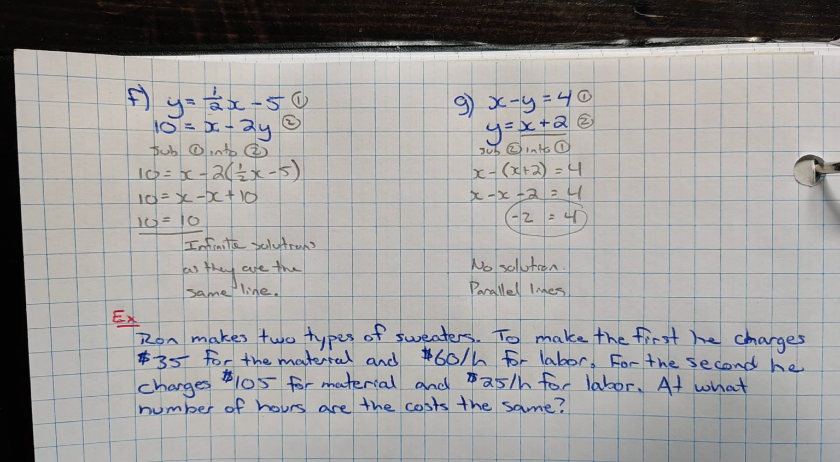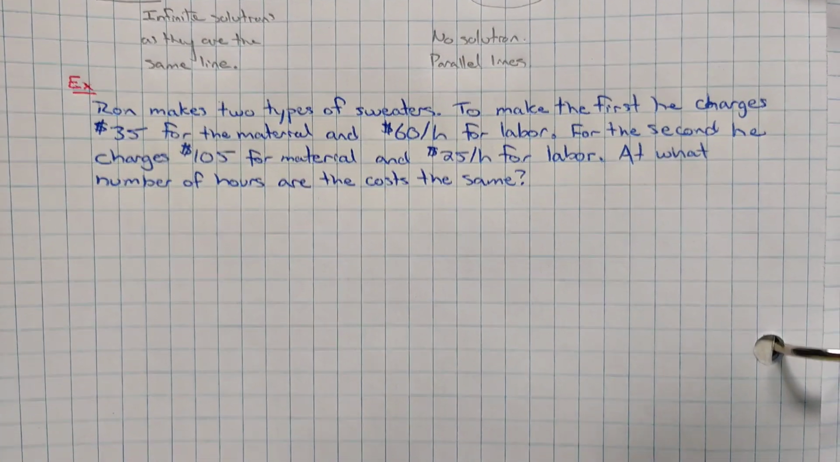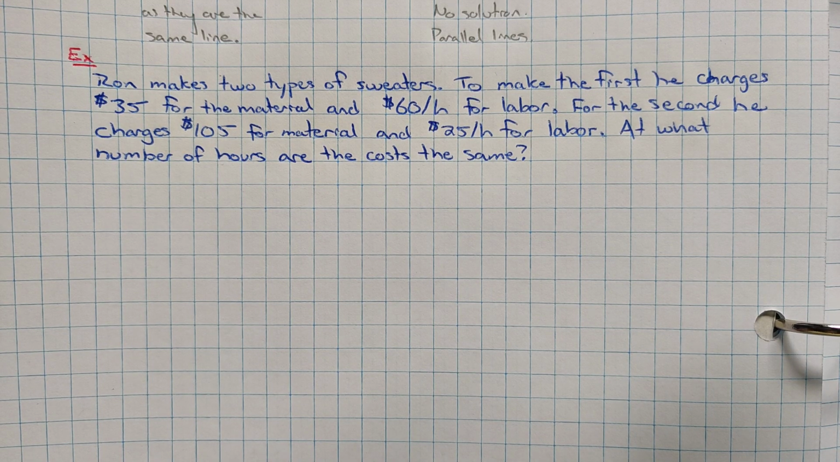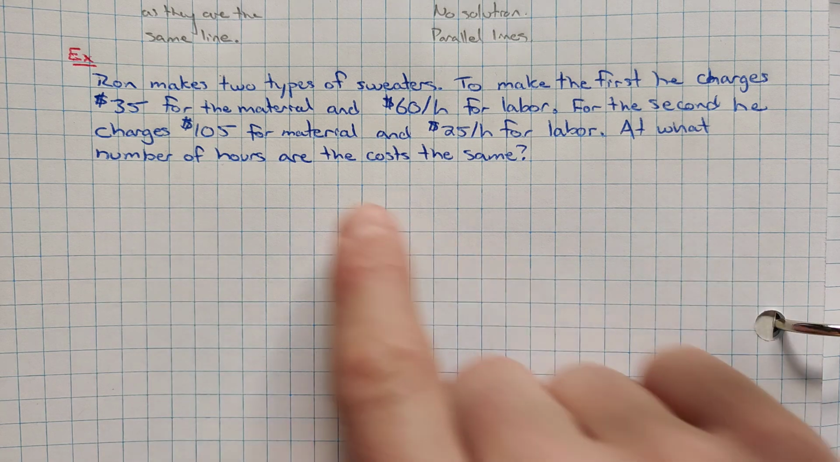Finally, we're going to try this out with a word problem. The only difference in the word problem is we have to create our equations first. So here we have Ron making two types of sweaters. To make the first, he charges $35 for the material and $60 an hour for labor. For the second, he charges $105 for the material and then only $25 an hour for labor. At what number of hours are the costs the same? So we're going to find the same cost in hours. That's going to be our point of intersection. So I'm going to create two equations.